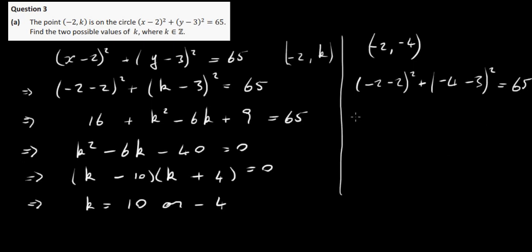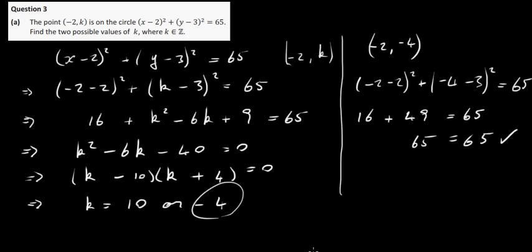So let's see, here we end up with 16. −2 minus 2 is −4, squared is 16. Here we end up with −7 squared, which is 49, is equal to 65. So 49 and 16 is 65, so that works. So that's just to check using the −4. You could do the same with the 10. You'll get the same result.